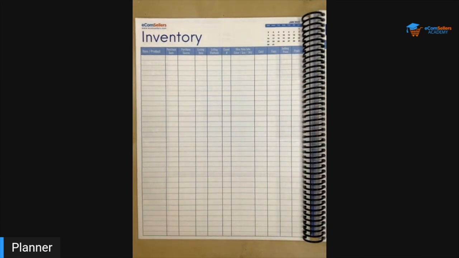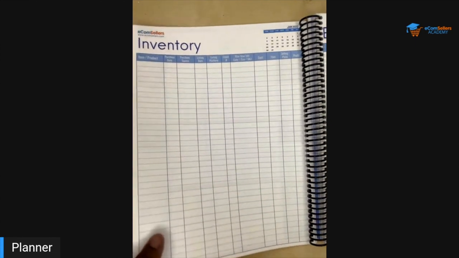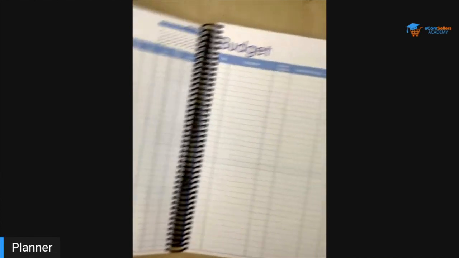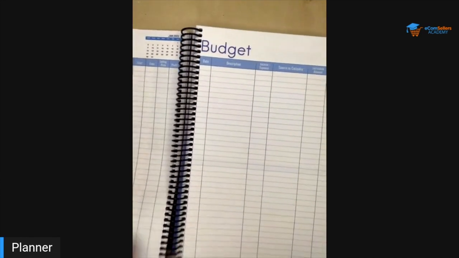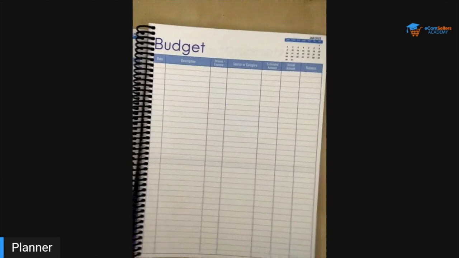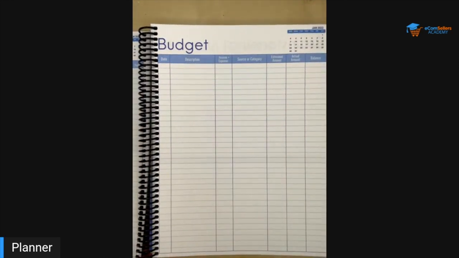So again, keeping track of that information on a regular basis. Some of it you may not initially have. So put in what you do have and then come back on a monthly basis and fill in the rest as the item sells. The next is your budget.